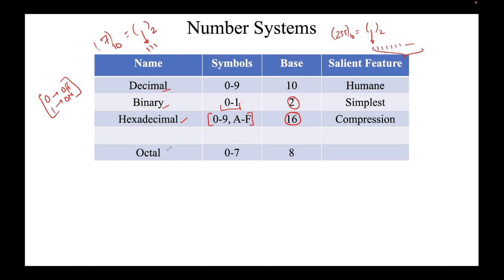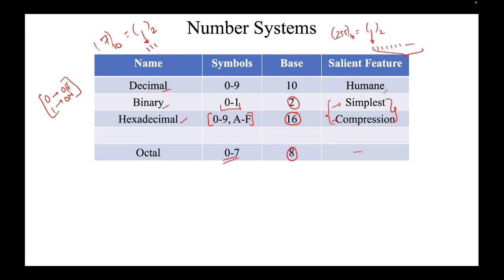Another number system which has been in use is the octal number system. As the name suggests, the base is 8 and the symbols used are 0 to 7. Its salient features: somewhere in between, you can see it's a combination of compression and simplicity. So it lies somewhere in between. That's why I did not put anything. It depends on your usage.